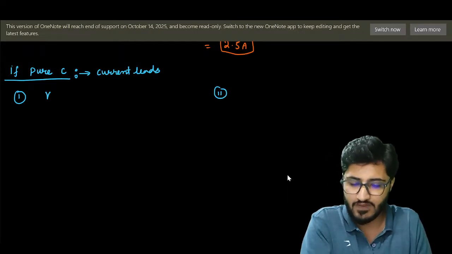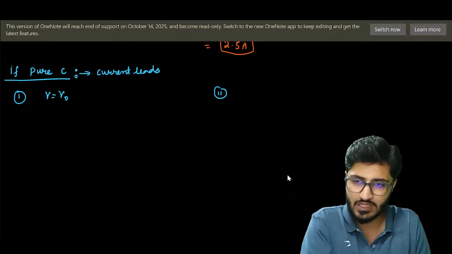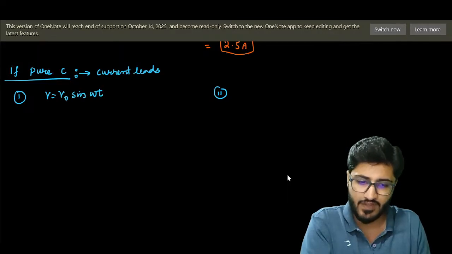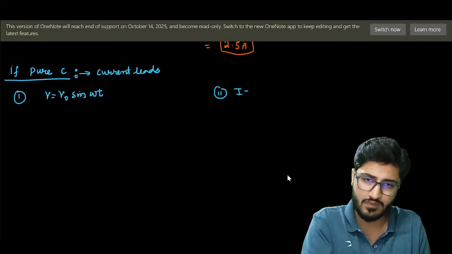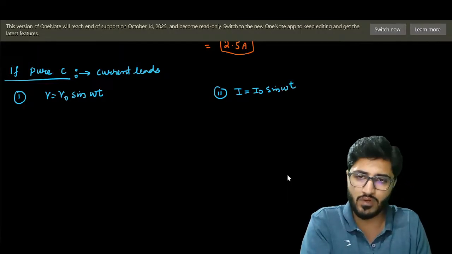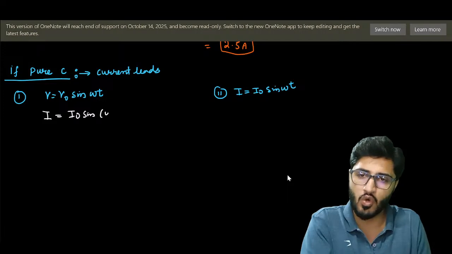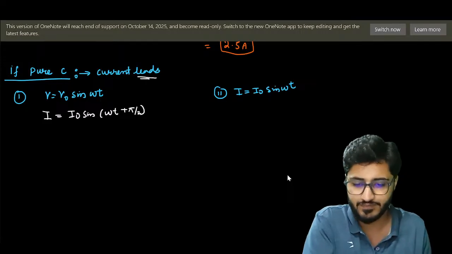First one is if V is given as V naught sine omega t. Second one is I equals I naught sine omega t. Now we have to write the I equation. I equals I naught sine omega t plus pi by 2. Why pi by 2? Because it is leading here.